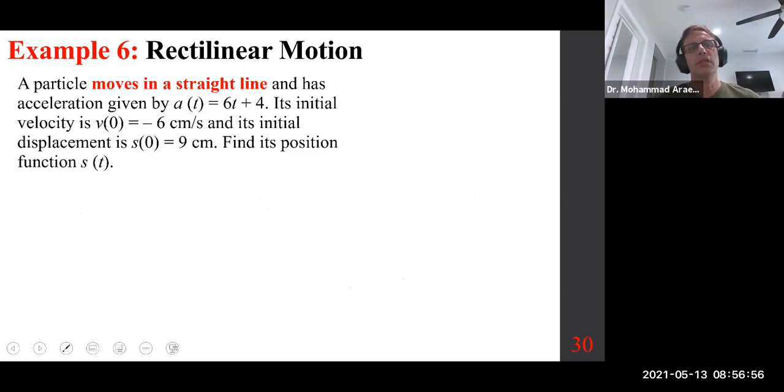A particle moves in a straight line, we call it a rectilinear motion, and has acceleration given by a of t equals 6t plus 4. Its initial velocity v of 0 is negative 6 centimeters per second. Initial displacement is s of 0 equals 9. Find the position function. In other words, you want to integrate this.